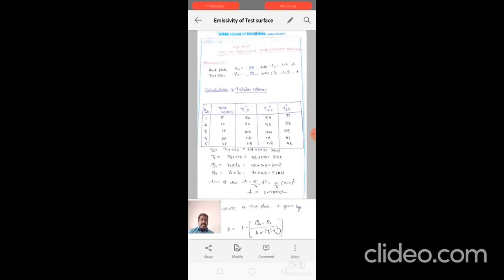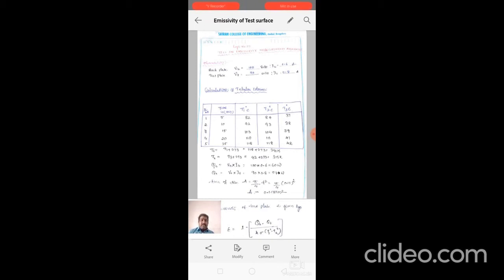calculations. Here TS is given, that is T1 plus 273. That means the test surface temperature is 118 plus 273, that is 391 Kelvin, and TA is T3 plus 273, that is the temperature of the air, 42 plus 273, that is 315 Kelvin. So students, we must remember that we have to consider the temperatures in absolute temperature. It should be absolute temperature, so that is why we are adding 273 to the temperature.